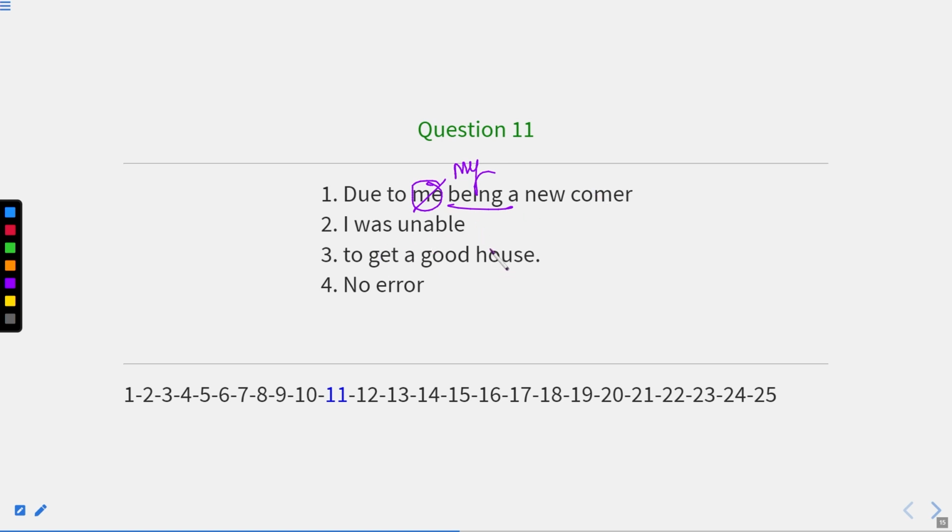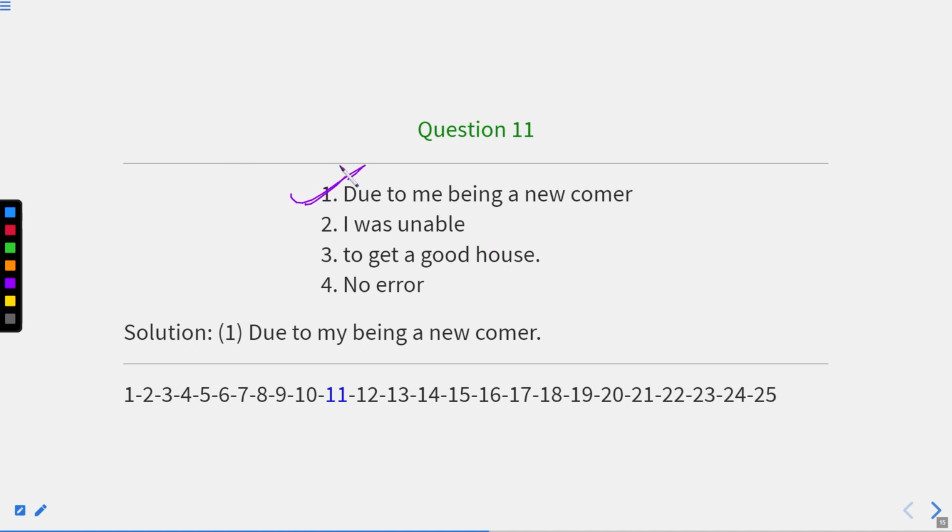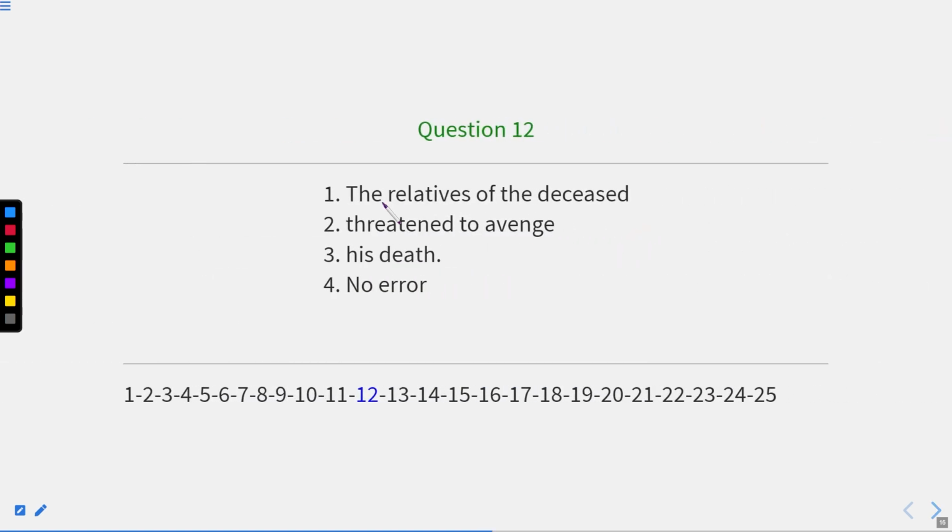Okay. So here before "being", because being is a gerund, and I told you that before a gerund we need to have only the possessive case. Therefore here the error is in part first, where "me being" should be replaced with "my being". It means because I am a newcomer, my position as a newcomer, I was unable to get a good house.